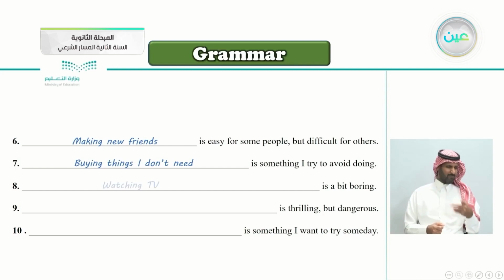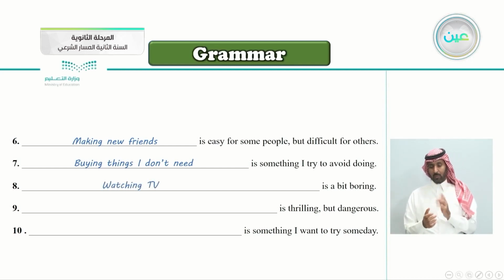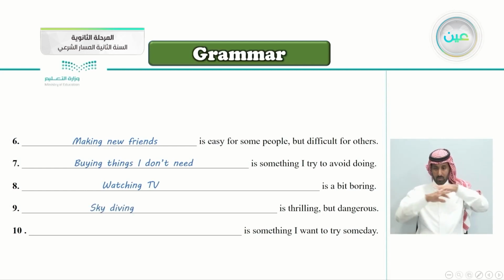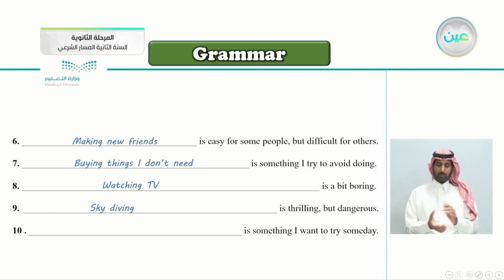What do you find boring? For example, watching TV, maybe late at night, is a bit boring if you watch TV all the time, of course. Number 9 is thrilling but dangerous. Thrilling but dangerous. For example, skydiving. Of course, it's very thrilling, but also it's dangerous.